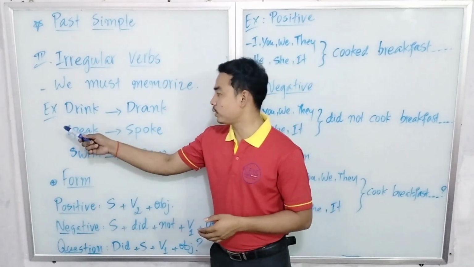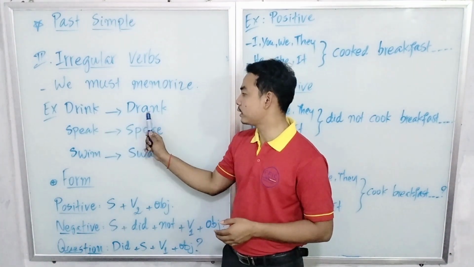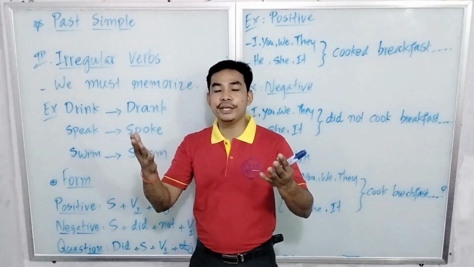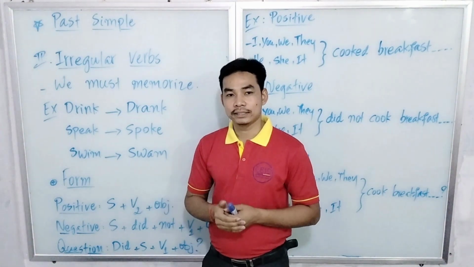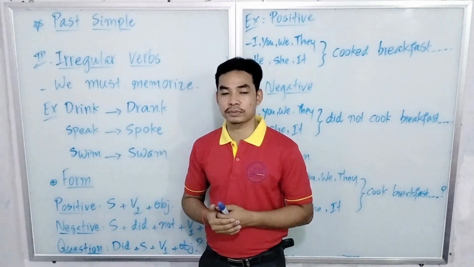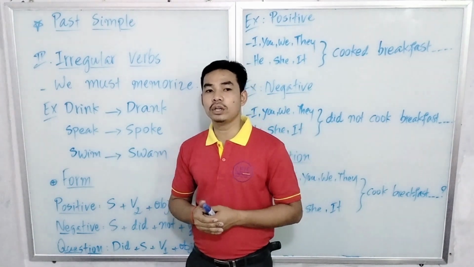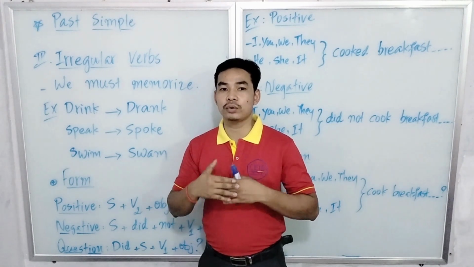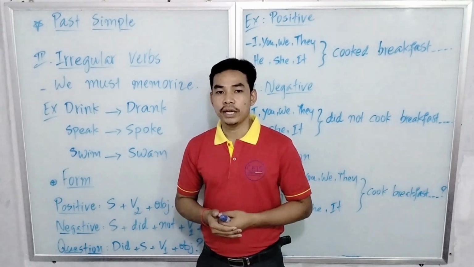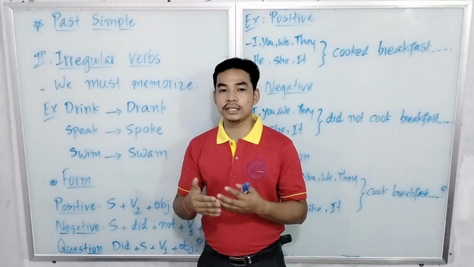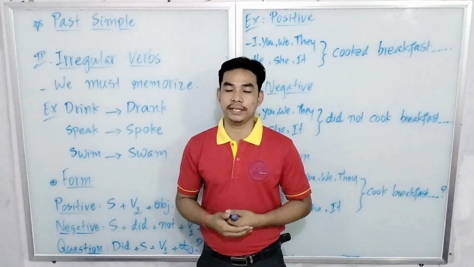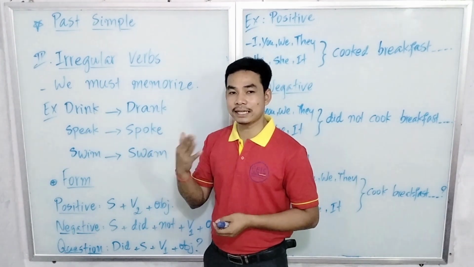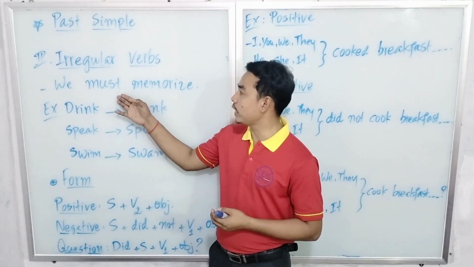So look at the examples. Drink, drank. Speak, spoke. Swim, swam. There are many more verbs, but today I just put up only three kinds of verbs on the whiteboard. If you want to learn more about irregular verbs, go to the internet and type irregular verbs. You will see verb 1, verb 2, and verb 3. Here I just give you examples of the verbs. So that's all for irregular verbs.